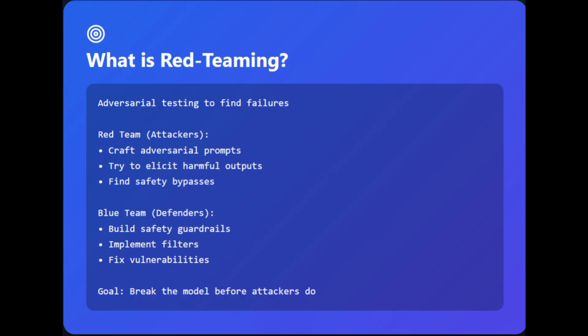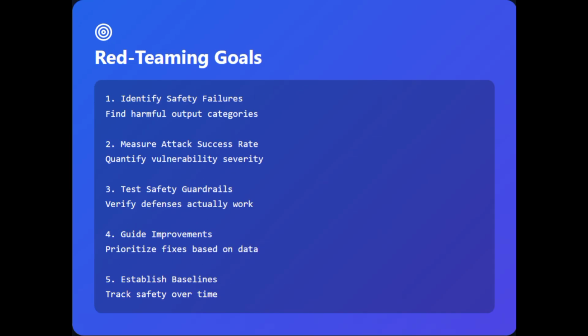The red team discovers. Think of it like penetration testing for a security system. You hire hackers to try to break in, then you fix what they find. Same concept here, except instead of network vulnerabilities, we are finding model safety failures. Next come the main goals and real-world examples.